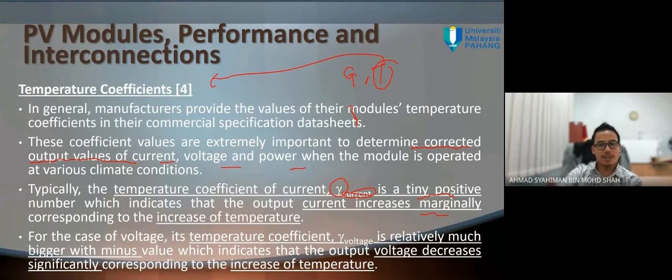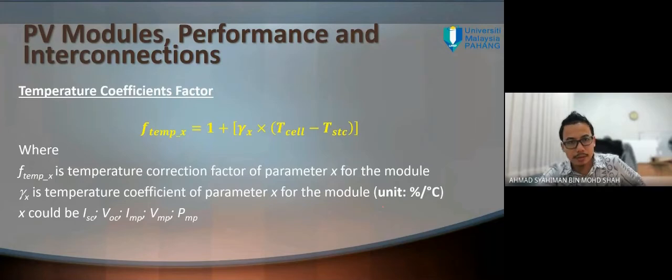For the case of voltage, its temperature coefficient denoted by the gamma voltage is relatively much bigger with minus value. Tadi current adalah tiny positif, tapi voltage sebab dia degrades, voltage tu turun significantly due to the increase of the temperature. That's why the value for temperature coefficient for the voltage is bigger with minus value. Indicates that the output voltage decreases significantly corresponding to the increase of temperature. So this is the meaning. Okay, right.